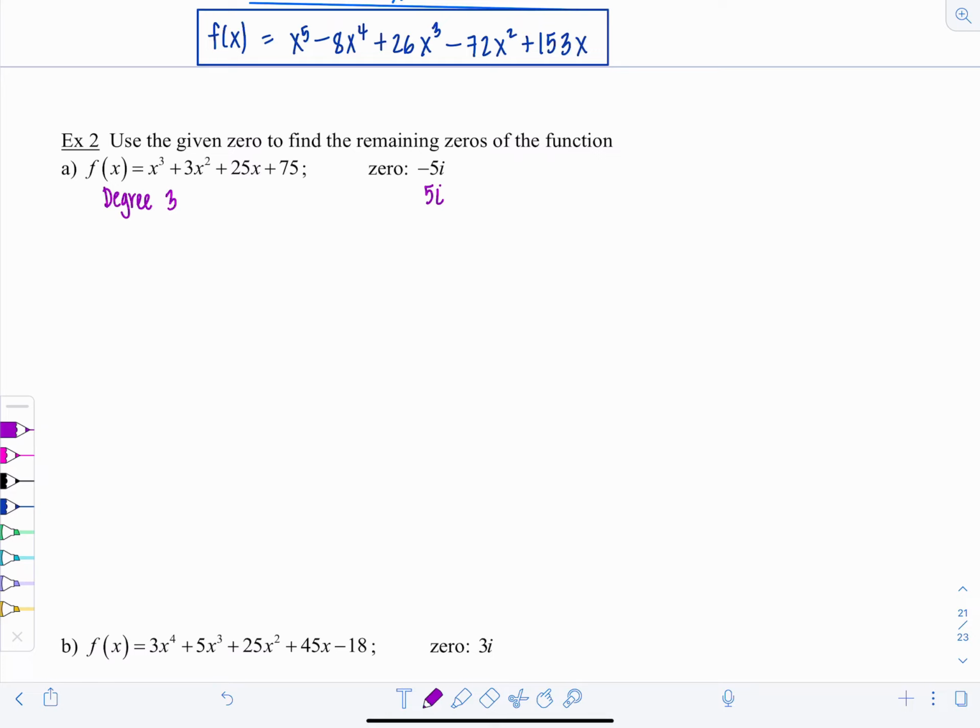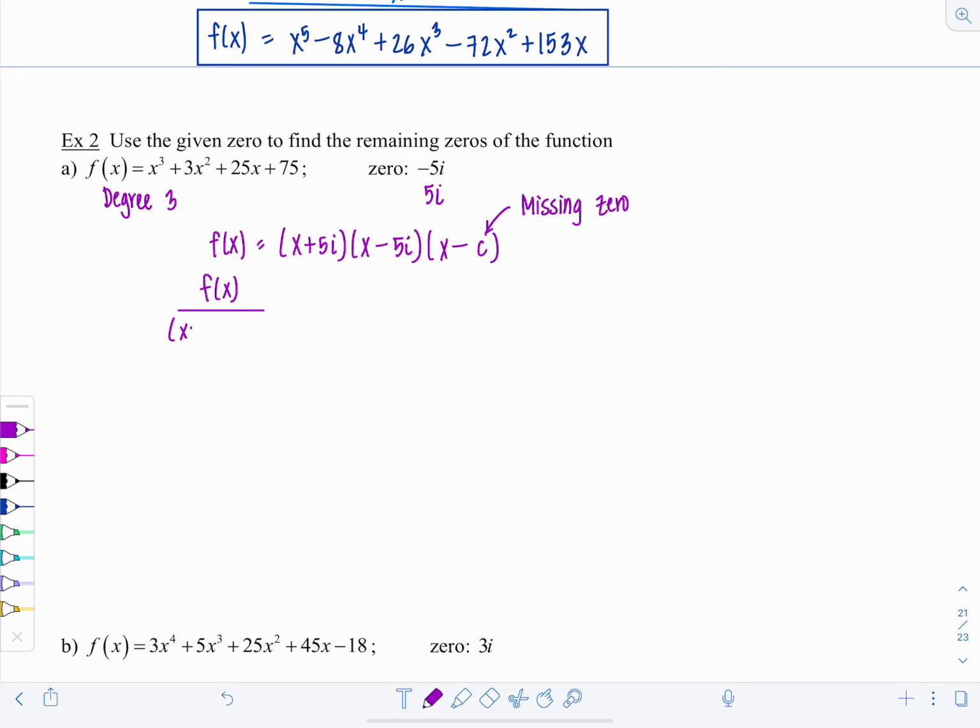All right. Now, if negative 5i and 5i are zeros of this function, then that means I can write f of x as x plus 5i, x minus 5i, and then x minus c, where that's the missing 0 that I need. That's the one that I'm after. Well, how can I extract it? I want to divide f of x by x plus 5i times x minus 5i, because then I'll be left with x minus c.